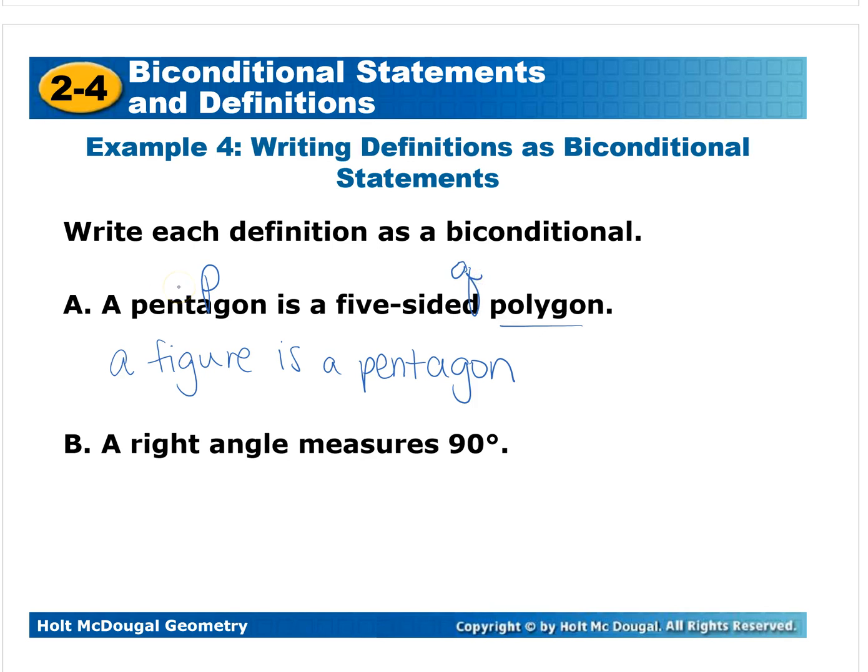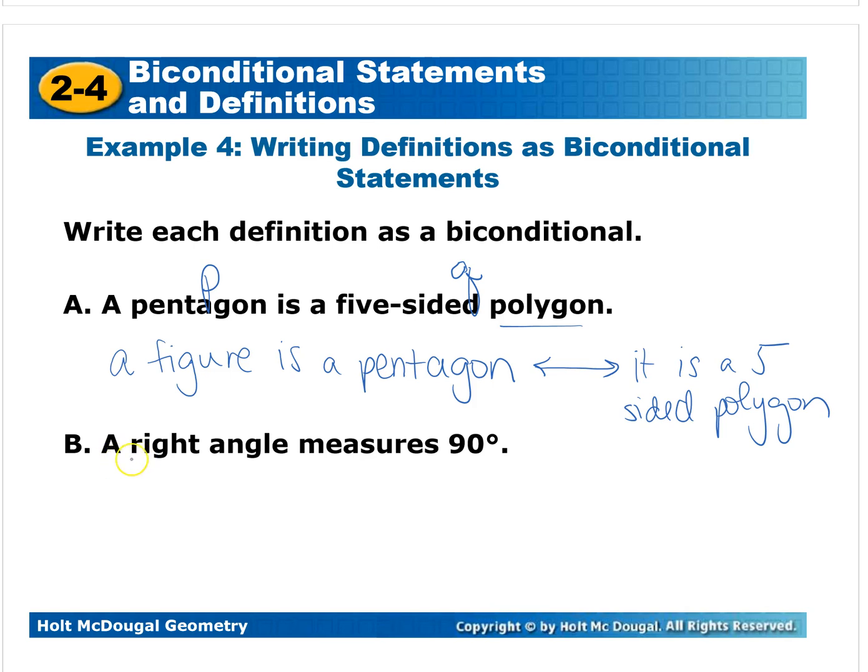So P, Q. We want to write it as is, and we're just going to write the if and only if in the middle. So a figure is a pentagon, if and only if, and we're going to use our arrows this time, it is a 5-sided polygon. There we go. So a figure is a pentagon if and only if it is a 5-sided polygon. Perfect. I got all the bits in there. And it flows. You want to be able to say it and it makes sense. Grammatically, you want it to make sense, okay?